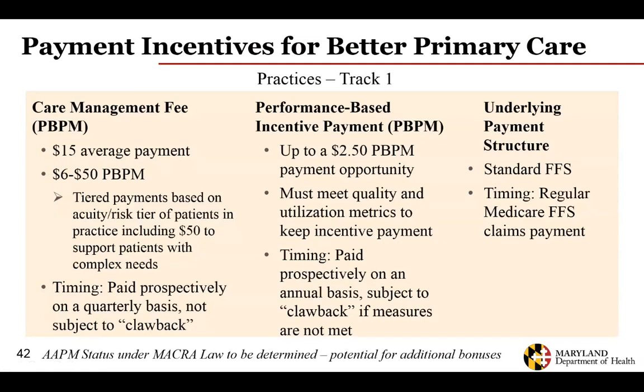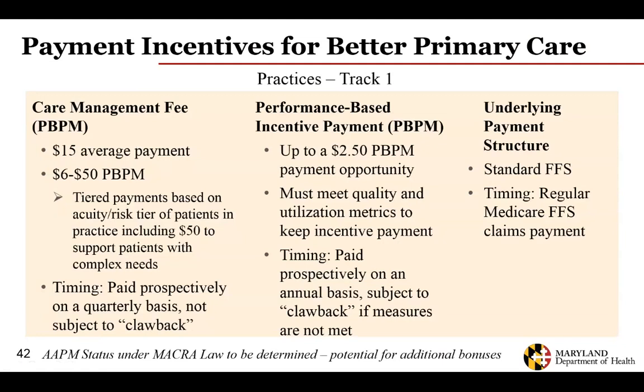We talked about the timing of it. So the second tier, which is the performance-based incentive, these are based on those quality and utilization metrics. So they're paid prospectively, but a practice may be asked to pay that money back if they do not meet those standards and measures. And then the last one, they're just paid regular fee for service under track 1. So let's go ahead and go to the track 2.